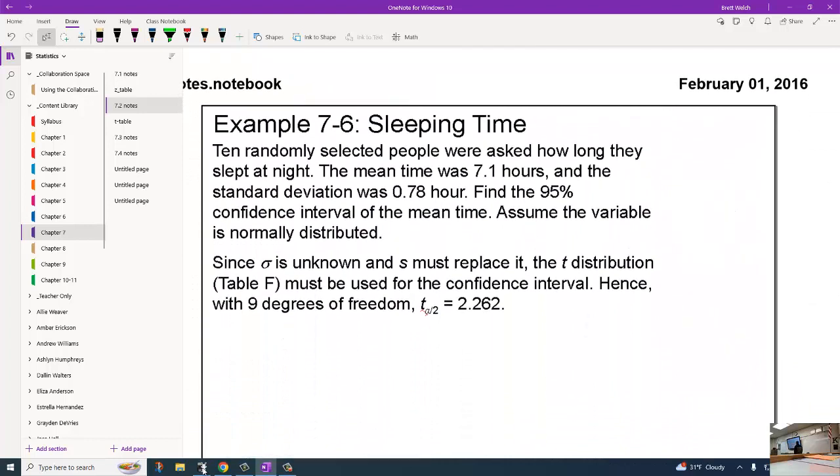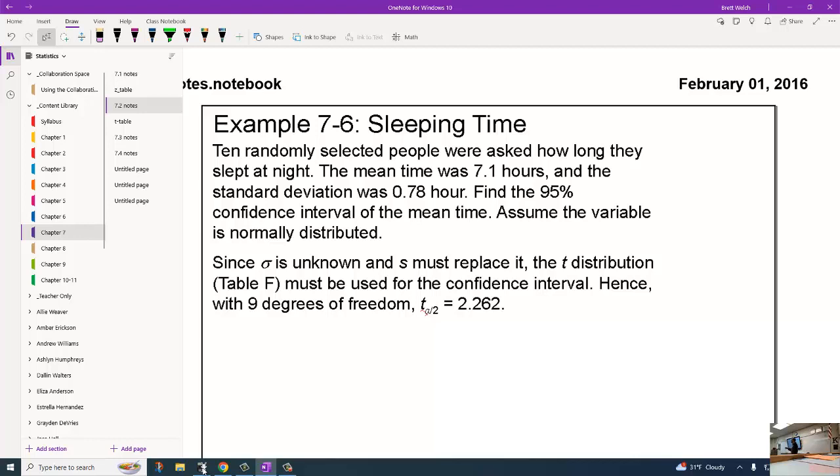All right. 10 randomly selected people were asked how long they slept at night. The mean time was 7.1 hours, and the standard deviation was 0.78 hours. Find the 95% confidence interval of the mean time. Assume the variable is normally distributed.